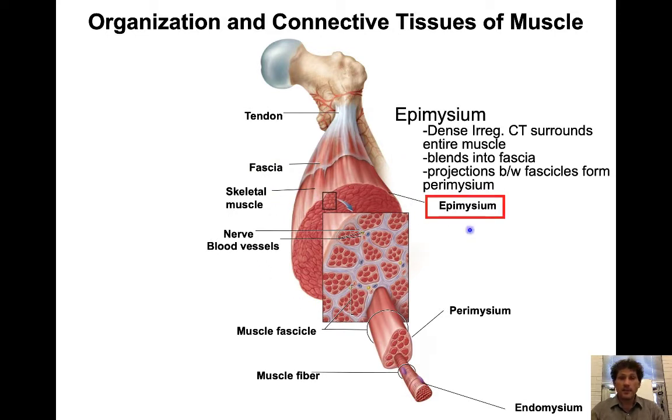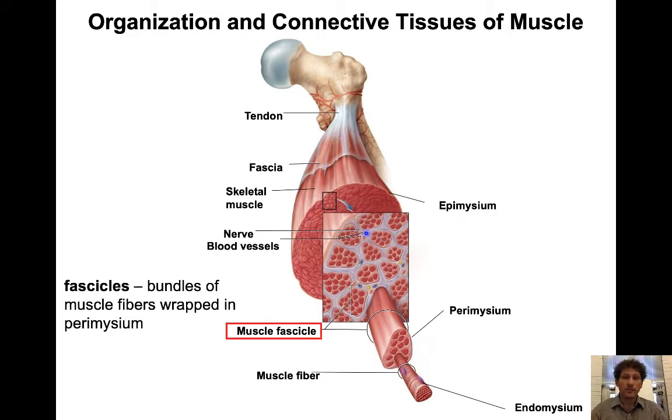Now, the epimysium is a little bit deeper to that, and it's dense irregular connective tissue that is also surrounding that muscle, but it's blending into the fascia, so it's kind of uniform, but it also has these little projections right down here between these fascicles, and we'll talk about that in a second. And that's going to form our other layer called the paramysium.